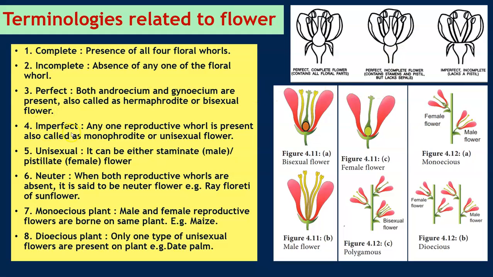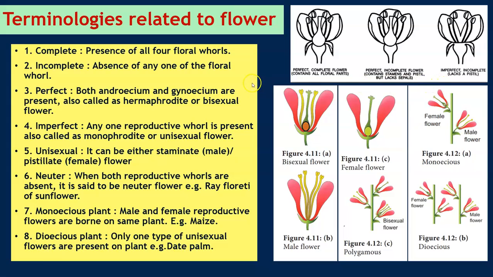Then we have imperfect ones. Any one reproductive whorl is present. They are also called monoclinous or unisexual flowers. Have a look at this image here, students. This is an example of an imperfect flower where you can see that from the androecium and gynoecium, the gynoecium is missing. That is, it lacks the pistil.